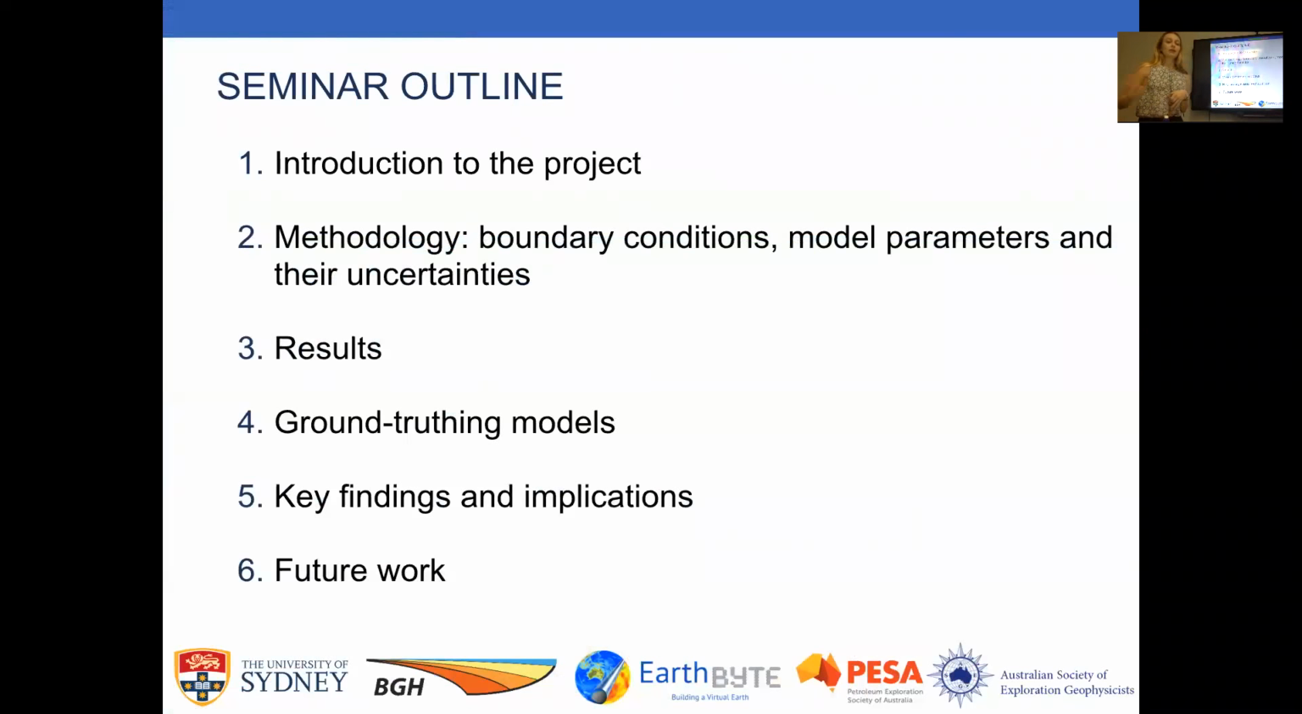So just a bit of a seminar outline. First of all, I'll take you through an introduction to my project. I'll then spend a bit of time on the methodology, specifically the boundary conditions, the model parameters, and their uncertainties, as it is at this stage that we really need the help of the data science team. To show you the capabilities of the models and the nature of the output, I'll then go through the results and how we ground truth the models using observational data, and then highlight the key findings and implications of this work, as well as the avenues we've identified for future work.